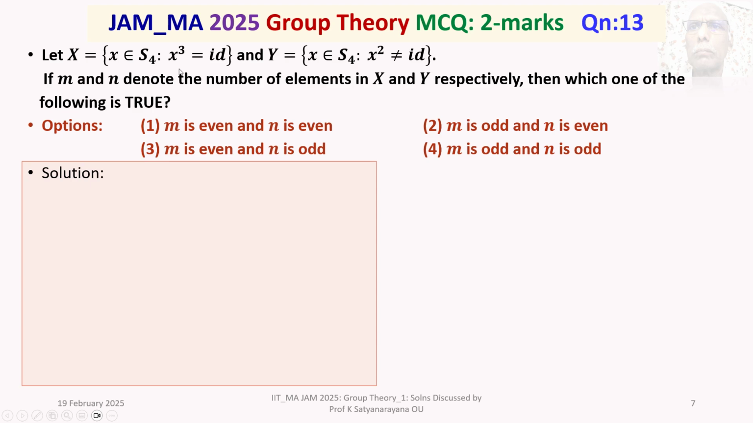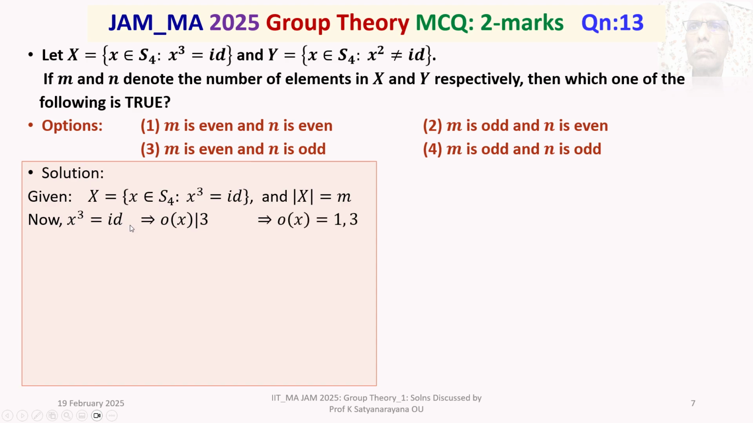We first take capital X. Given capital X is equal to the set of all x belongs to S4, the symmetric group on 4 symbols, such that x cube is equal to identity. And the order of X is m. Is m even or odd? That's the question. Now, x cube is equal to identity means the order of x divides 3. When the order of x divides 3, what can be the order of x? It may be 1 or 3.